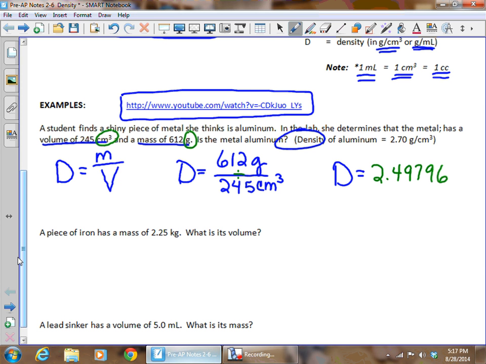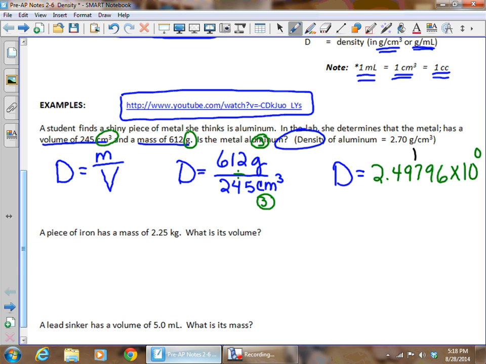So let's get scientific notation first. Since the decimal is already in the correct position, what does that mean? It means that we can just tack on times 10 to the 0 on the end, because we need to move it 0 places. We don't have to move it anywhere. As far as our sig figs, if we look at our values in our problem, it looks like the 612 has 3 sig figs and the 245 has 3 sig figs. So it looks like we need 3 sig figs in our answer.